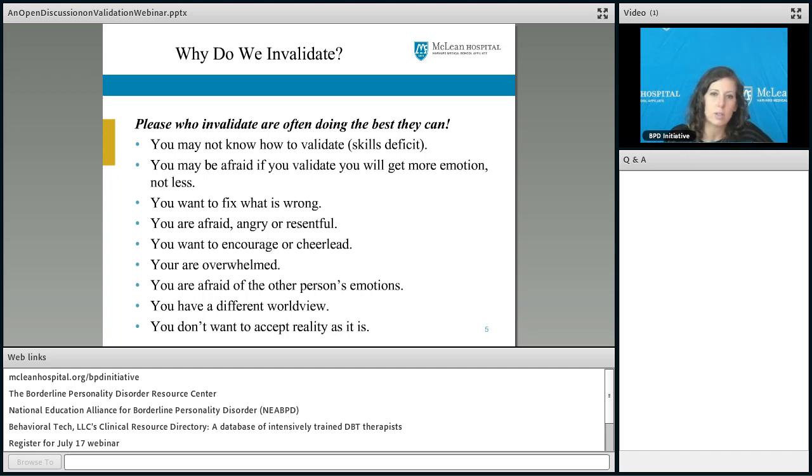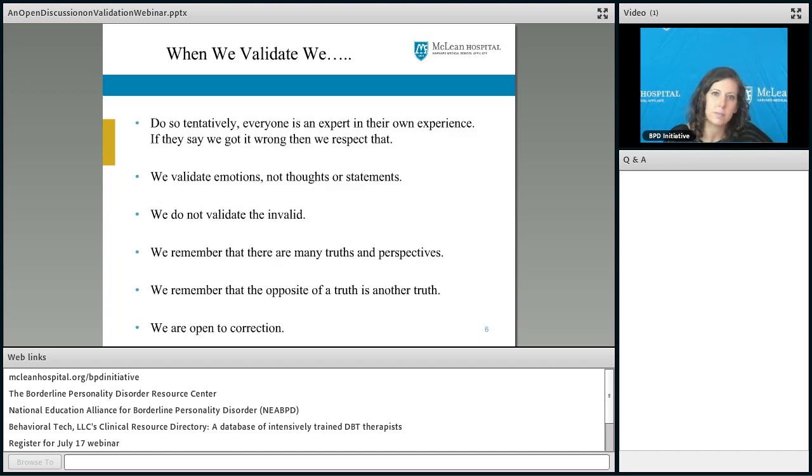You may disagree, right? You may have a different worldview than this person, and trying to find the wisdom in a perspective and an emotion that is different than our own can be exceptionally challenging. Or simply when we don't want to accept the reality that is in front of us. It can be sometimes very hard to validate painful emotions with people we care about.